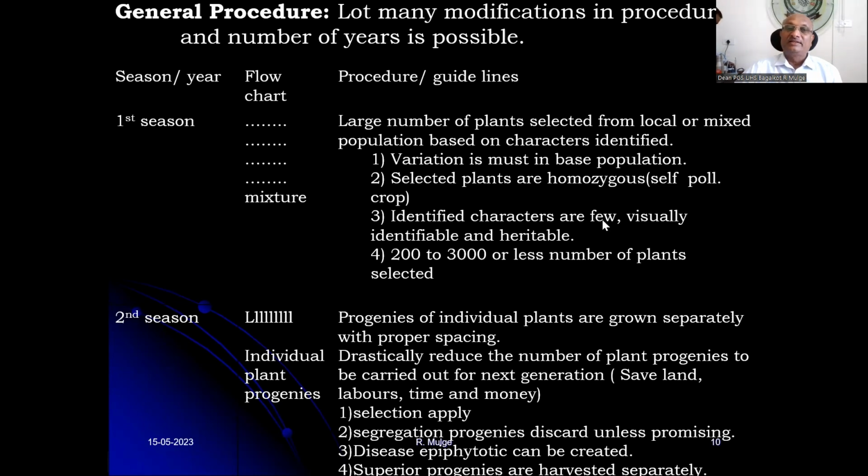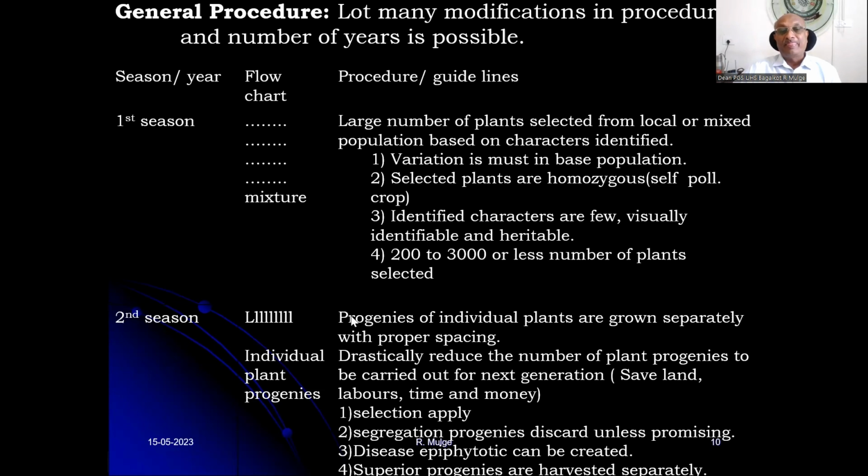the base population. Certain plants are homozygous. They are self-pollinated because it's a self-pollinated crop. And identified characters are few, not too many characters you can use. They should be visually identifiable and heritable. For the character you want to improve, you can visually see it, and those characters should be heritable. So 200 to 3,000 or fewer plants can be selected from this, depending on the resources and the crop, how many you can handle.